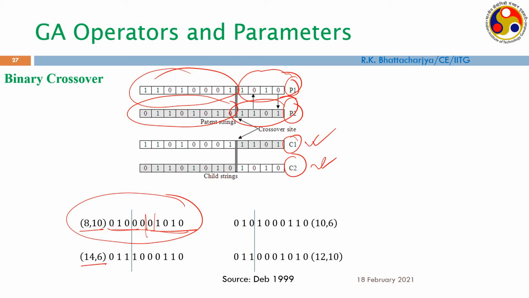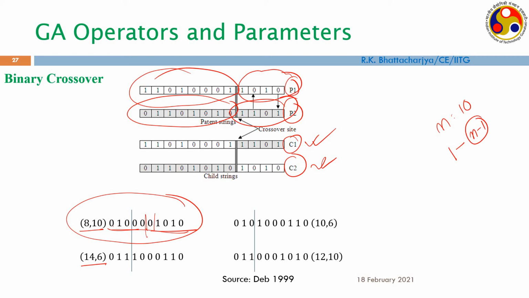So we are doing the crossover site. This crossover site is again selected randomly. The question is how to select it randomly. You generate a random number between 1 and n minus 1, where n is the total number of bits. In this case how many bits do we have? 1 2 3 4 5 6 7 8 9 10, so n equals 10. So you generate a random number between 1 and n minus 1.